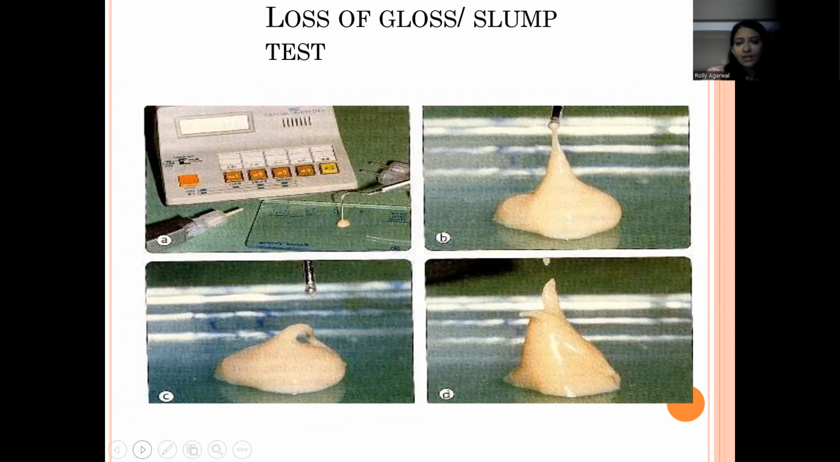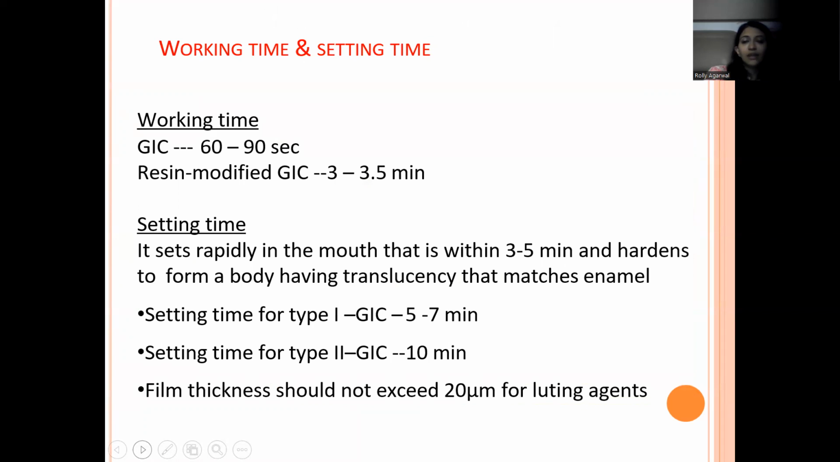Then how do you decide which consistency? There are two consistencies, luting and lining, or the restorative consistency. So luting will be like a stringy consistency, and the other consistency that I talked about will be in the form of a ball-like or putty-like consistency when it is being used for the restorative purpose. Working time for GIC is 60 to 90 seconds. Resin modified is 3 to 3.5 minutes. Setting time, it sets rapidly in the mouth, that is within 3 to 5 minutes, and it has a kind of translucency that matches the enamel.